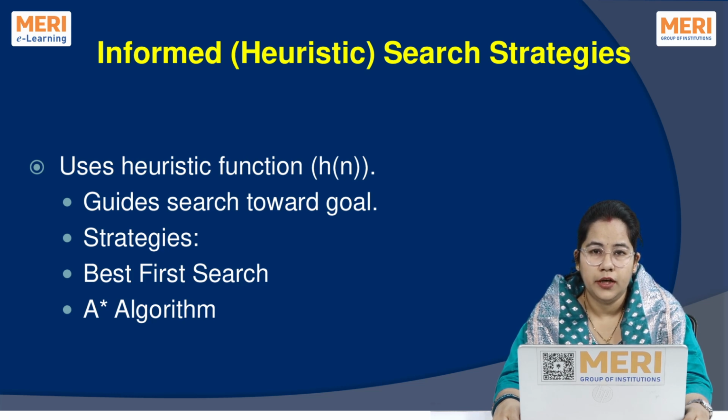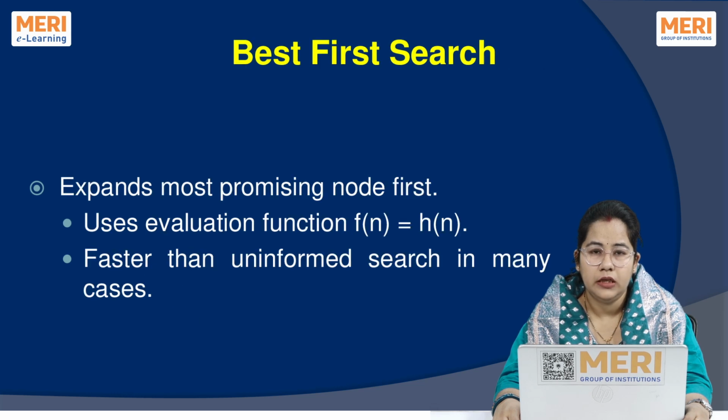Two important informed search algorithms are best first search and A star algorithm. The efficiency of these algorithms depends largely on the quality of the heuristic function used. The next is best first search, BFS. This search expands the node that appears to be the closest to the goal according to the heuristic function.